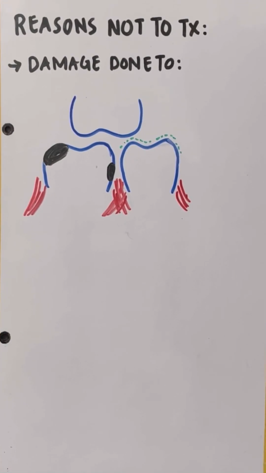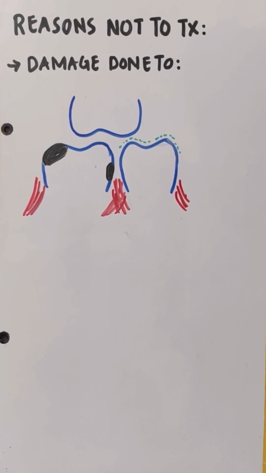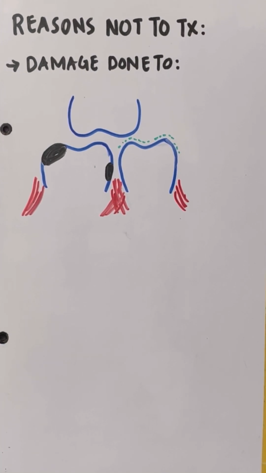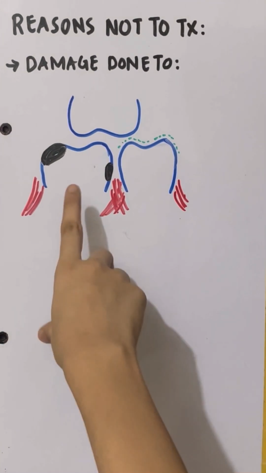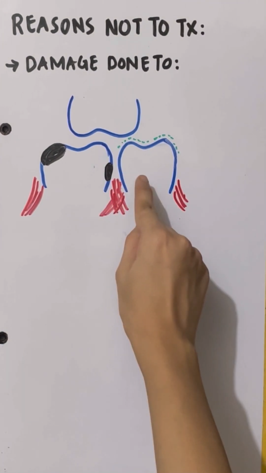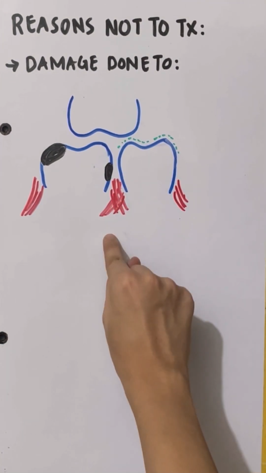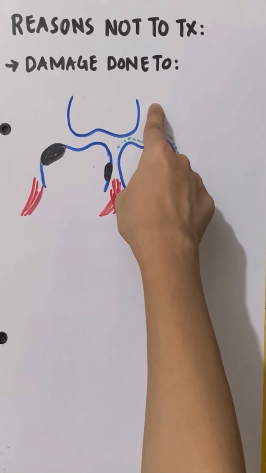Today we are discussing caries in primary dentition. So, how will we decide whether a tooth is carious and needs to be treated or not? Here we are discussing some reasons not to treat. The first is if there is damage. Damage to what? Damage to either the affected tooth, the adjacent tooth, the PDL, or the occlusion.